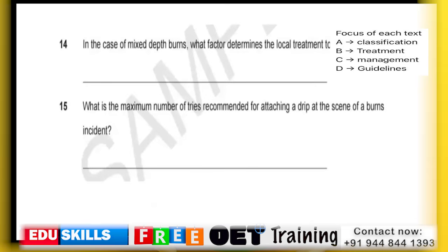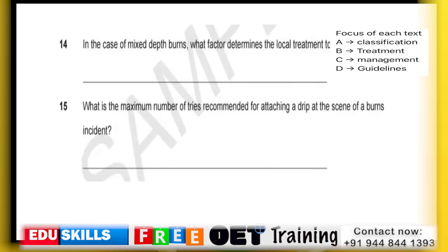What is the maximum number of tries recommended for attaching a drip at the scene of a burn incident? So what are the hedging words from this question? Maximum number of tries. Yes, maximum number of tries recommended for attaching a drip. They're asking for how many times, the maximum number of tries for a drip at the scene of a burns incident.